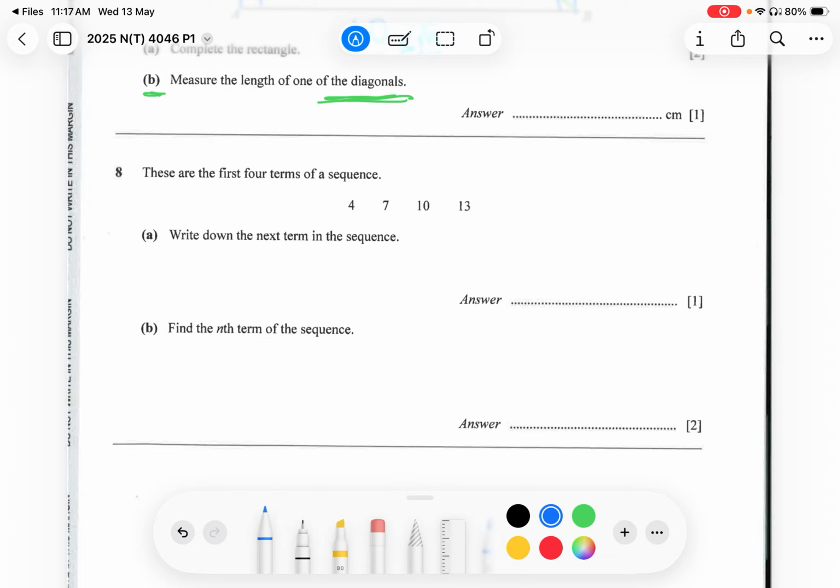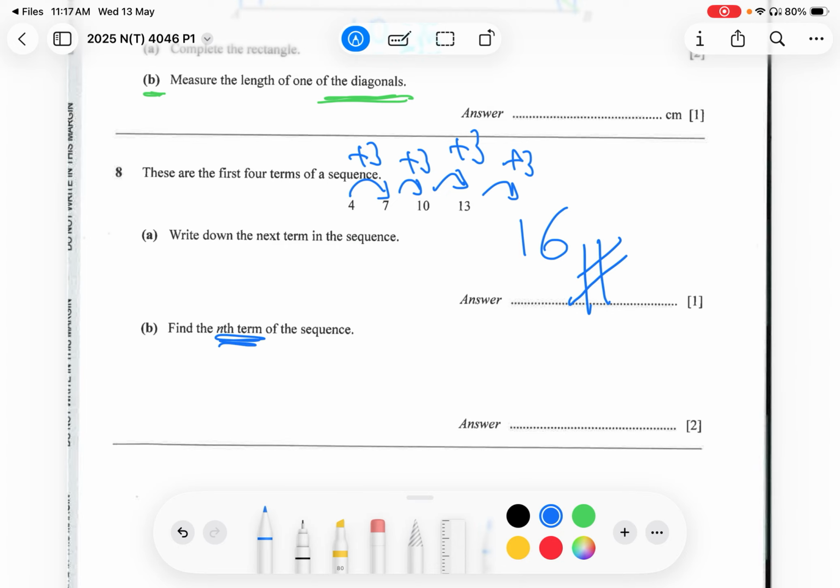So I know this is plus 3, plus 3, plus 3. The next term should be plus 3, 16. The next term. Write down the n term of the sequence. So I know it's plus 3, right? Plus 3n first. Then the next one is I go forward. My minus 3 is 1. So it's plus 3n plus 1. That's my answer.